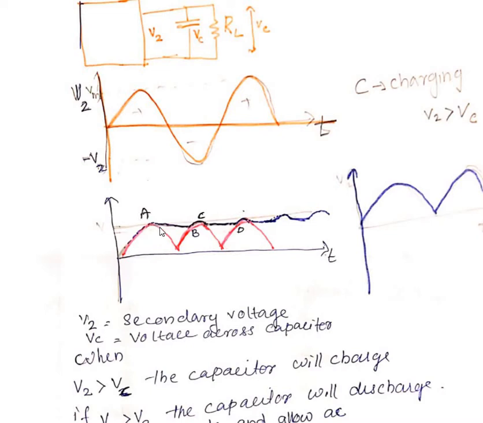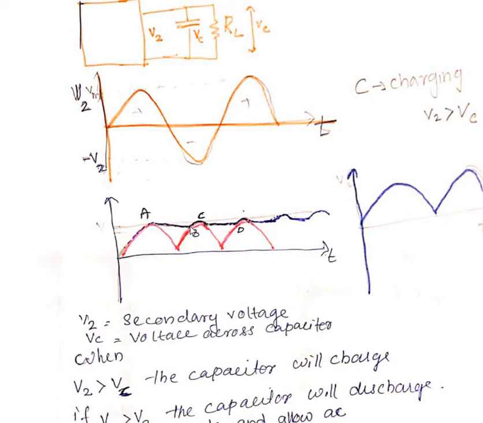So when it reaches below this point, from this point to here, VC is greater than V2. During this peak, V2 is greater than VC, because VC is some line here, the voltage across the capacitor. So this is the charging point, and when it reaches here, it will start discharging because V2 is decreasing. From this point onwards, VC is greater than V2, so the capacitor discharges like this.